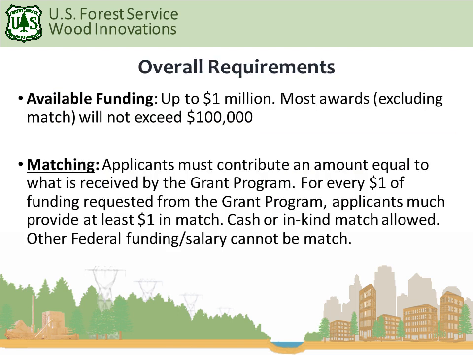So talking through some overall requirements, the available funding we have is up to $1 million, and most awards won't exceed $100,000. Now the matching for this award is applicants need to contribute an equal amount of money requested from this grant program. So for every $1 of funds requested, you need to supply $1 of match. So if you apply for $100,000, you need to provide $100,000 in match. And as a reminder, the match cannot be federal funding or federal salary, or other federal funding.